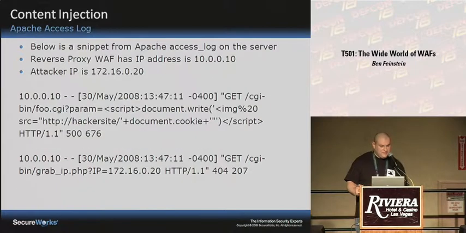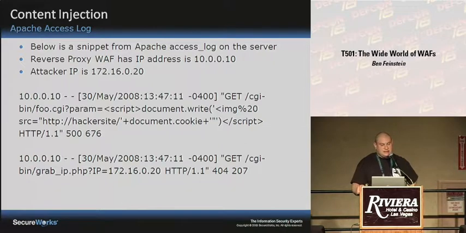So this is a snippet from the Apache access log when we do this. Imagine you've got a reverse proxy WAF at 10.0.0.10, and you've got the attacker at 172.16.0.20. The first entry there is your web app firewall sending the request on to your web server, or it's logging it. And you can see it's a script with document.write. It's a nasty little image tag that's revealing the cookie to the hacker's site.